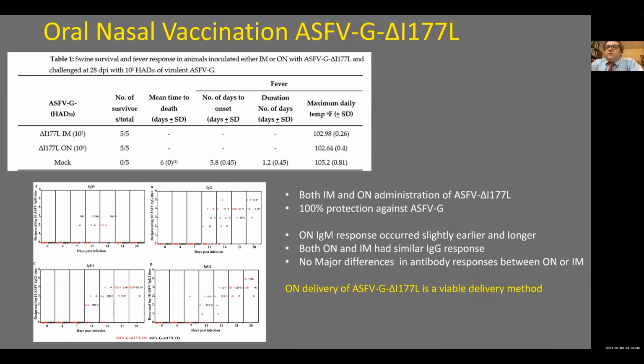When we looked at the antibody response, we found that the oral nasal vaccinated pigs did have an IgM response that occurred slightly earlier and lasted longer. However, both oral nasal and intramuscular pigs had very similar IgG responses. So therefore, we see no major differences in antibody response, no matter if it was given oral nasal or intramuscular. That makes oral nasal delivery of ASFG delta I177L a viable delivery method.